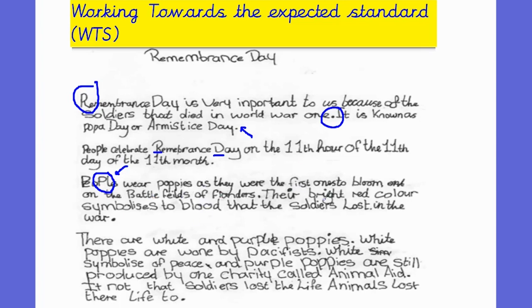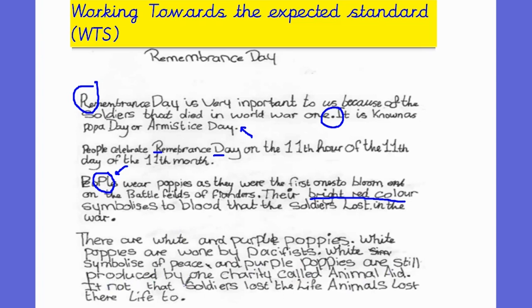Also, another good indication that this is not expected is if we look down here, we have some examples of expanded noun phrases, so bright red colour. Okay, so we have got some description here, but not in any great detail. Also, further down here, we can see that we do end up being kicked out of the writing a little bit, like I spoke to you before. It says, produced by one charity called Animal Aid.